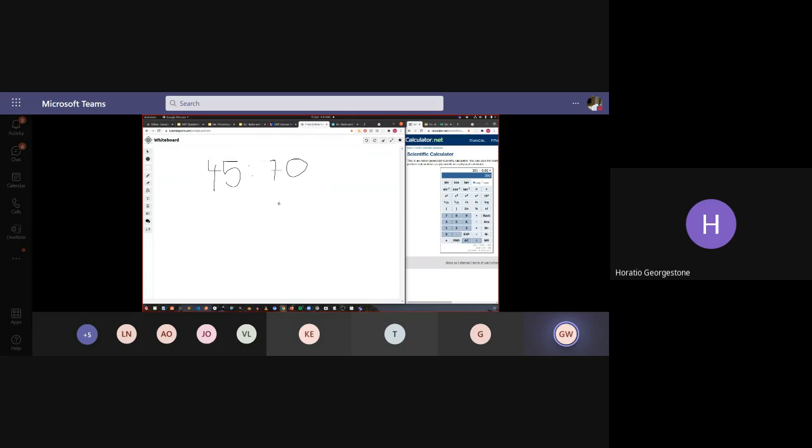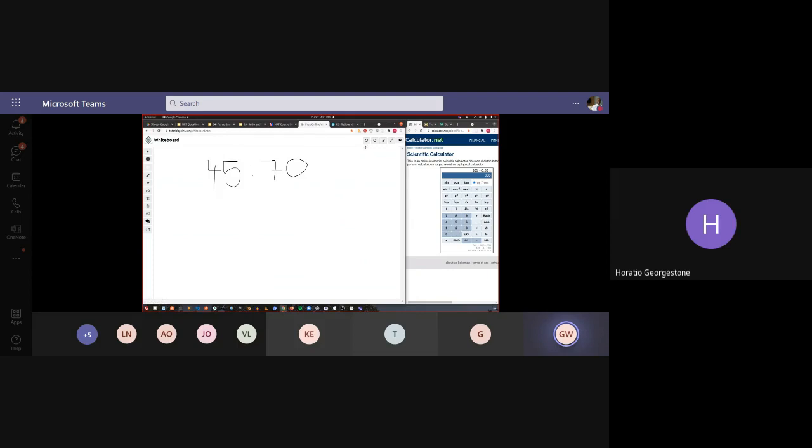It's not the same thing as a fraction, because a fraction is something out of the total. But this isn't, because the total of these two is 115. So this one will be 45 out of 115. It's not the same thing as a fraction. It's a ratio between two things, or it could be more than two things. You could have a ratio between three things or even more.